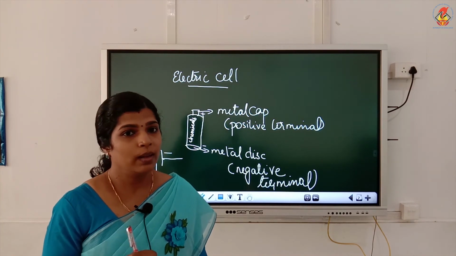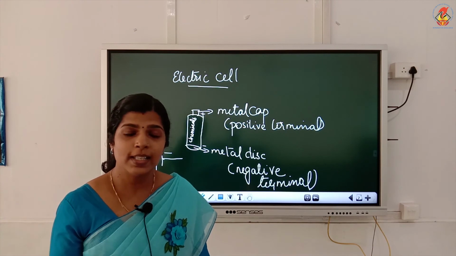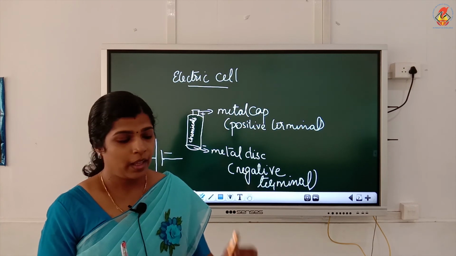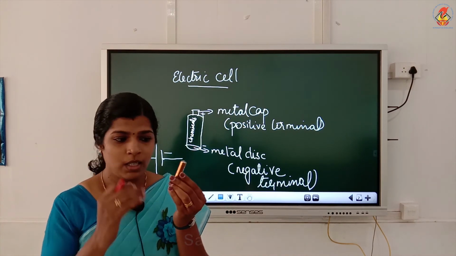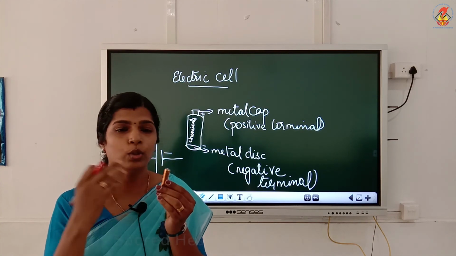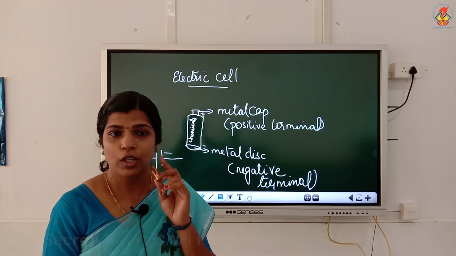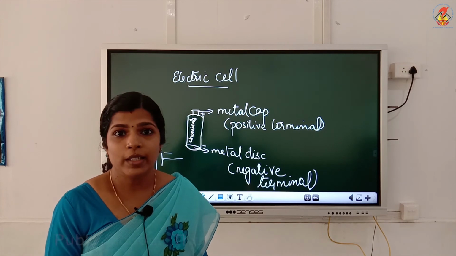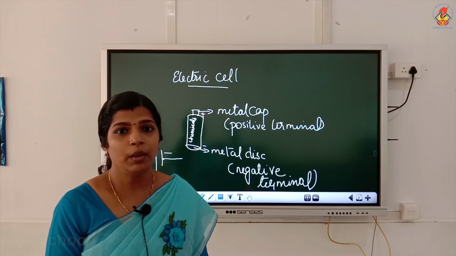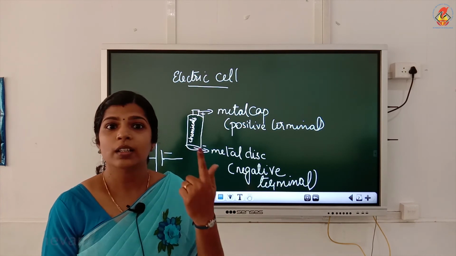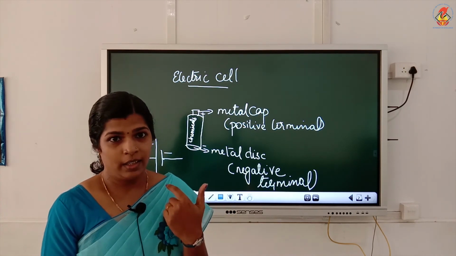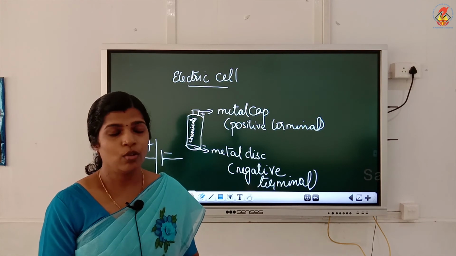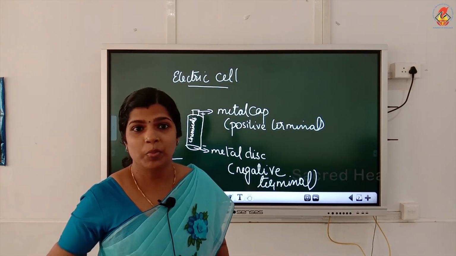Then 2 types of electric cells are there. One is rechargeable and the other is non-rechargeable. This one is non-rechargeable. Once it is over, we have to throw it in the dustbin. We can't use it again and again. But what about our mobile charger? Mobile also has a battery. We can charge it again and again. Car battery, we can charge it again and again. So, that is a rechargeable one.